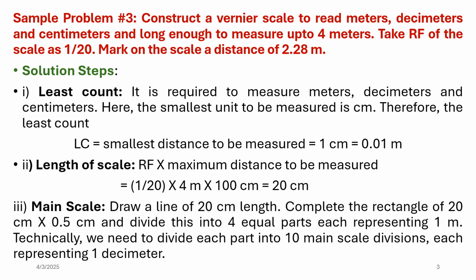Then this is our main scale. So the main scale is going to be of 20 centimeter length. Now complete this length with a rectangle. The height of this rectangle is 0.5 centimeter, and then divide this main scale into 4 equal parts, each representing 1 meter. Then divide this 1 meter again into 10 equal parts, each representing 1 decimeter.